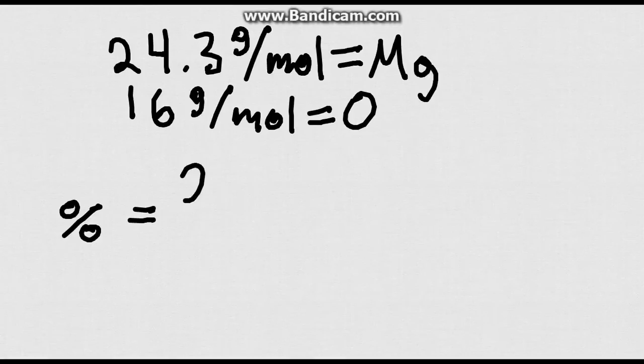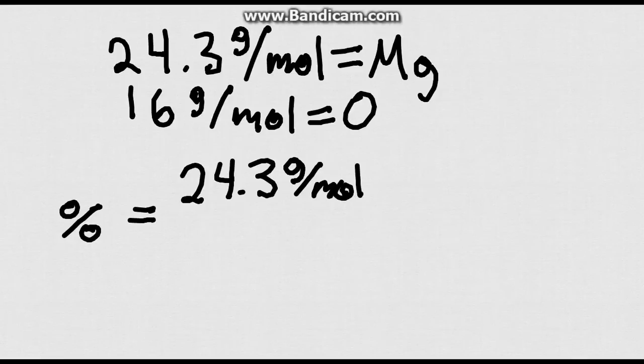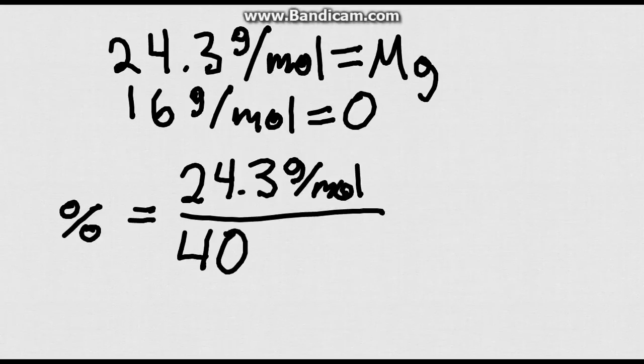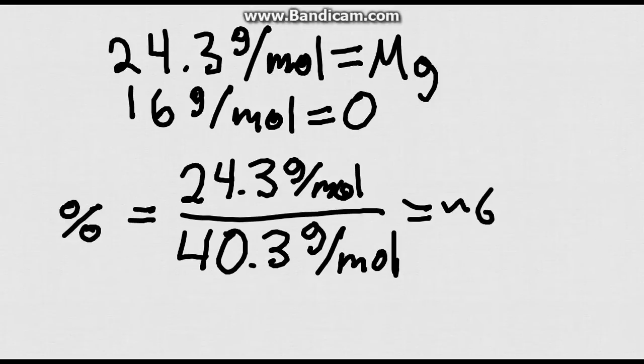You would put the 24.3 grams per mole on the top, and you would put the total weight of your molecule on the bottom. So we would do 24 plus 16 is 30. I'm sorry, it's 40. Someone can't do math. So we have 40.3 grams per mole, and if we calculate this out, we'll get about 60%.